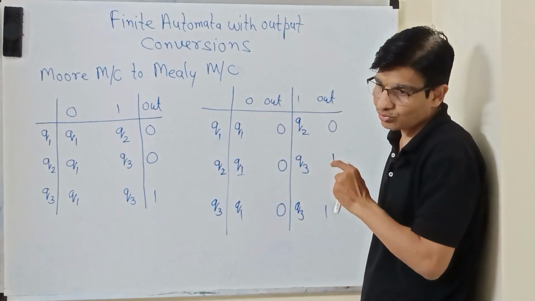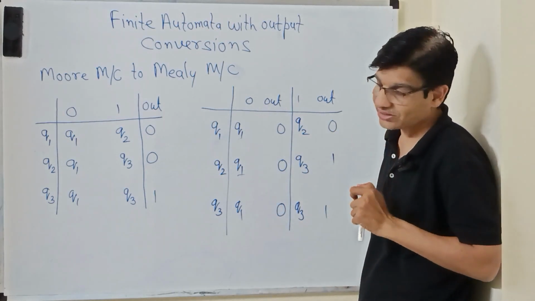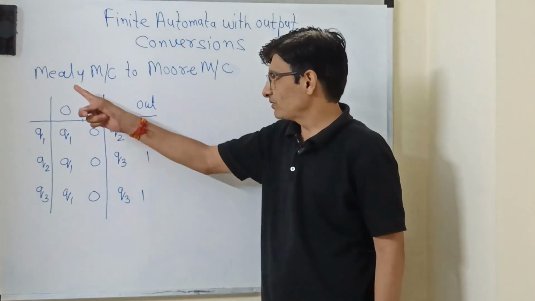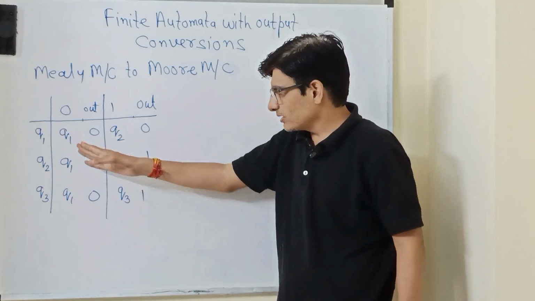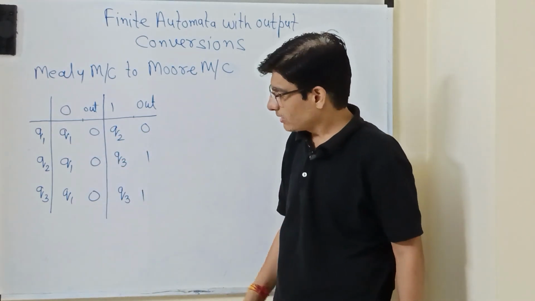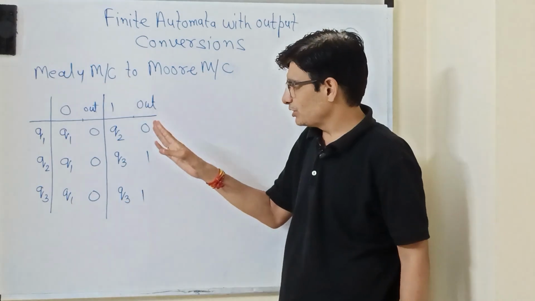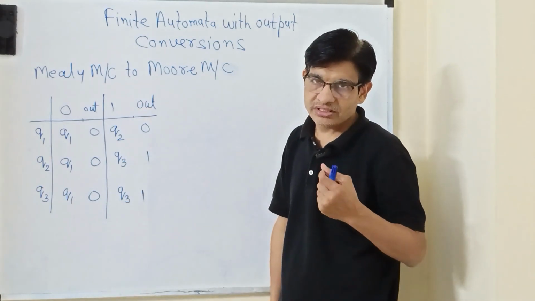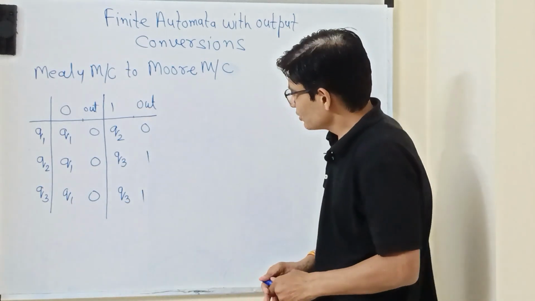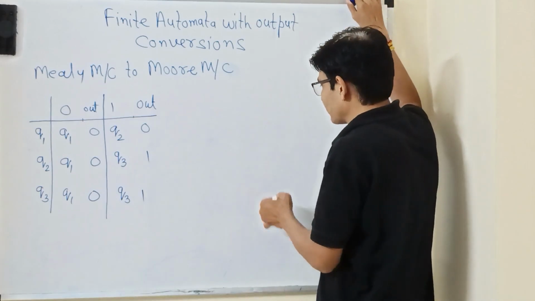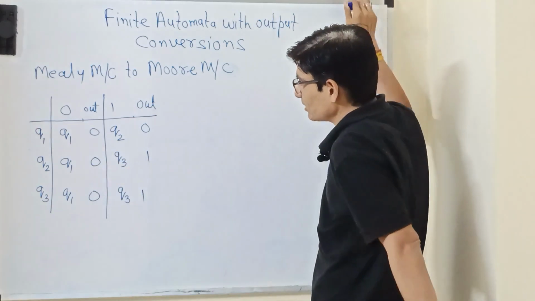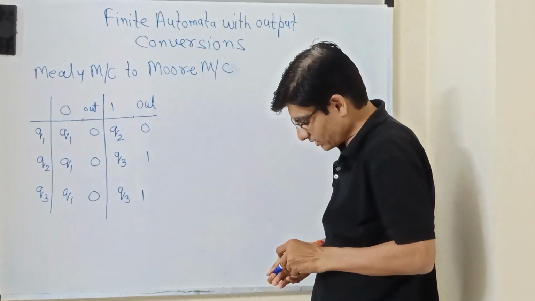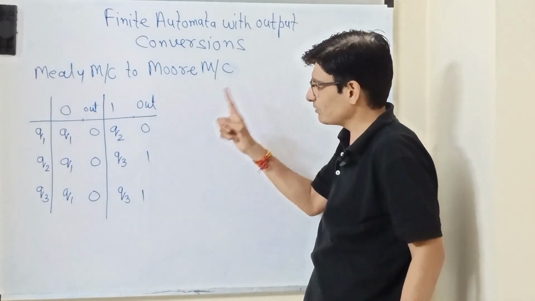For Mealy machine to Moore machine conversion, I will take two examples. So friends, now we will see the conversion of Mealy machine to Moore machine. I have taken one Mealy machine here as an example, and as I told you, using tabular representation becomes easy. So I will use the tabular representation of the same. This is the Mealy machine table, and I will create one equivalent Moore machine table from this.